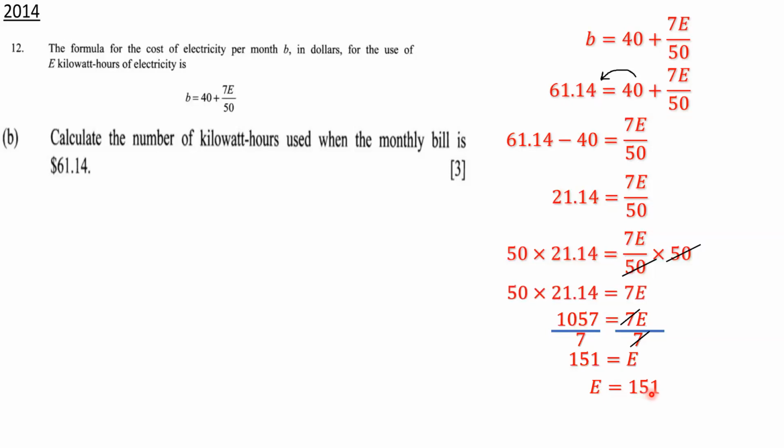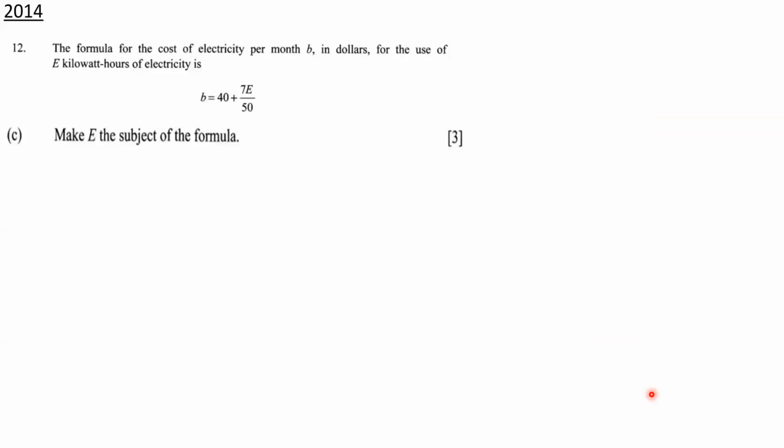kilowatt hours. Okay, let's move on to the next question. It says, make E the subject of the formula. Currently, B is the subject of the formula, but we want E to be the subject. So the first thing we're going to do is send that 40 over the equal sign. So now it's B minus 40 equals 7E all over 50.